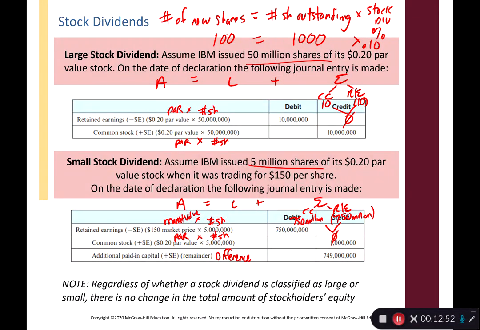So really in my equations here, I should write number of new shares because that's what we're recording when we're recording a stock dividend. It's the number of new shares times either the par for a large stock dividend or the number of new shares times the market value for a small stock dividend. And to get the number of new shares, if you're not given the amount, you would calculate it by taking the number of shares that are outstanding times that stock dividend percentage.